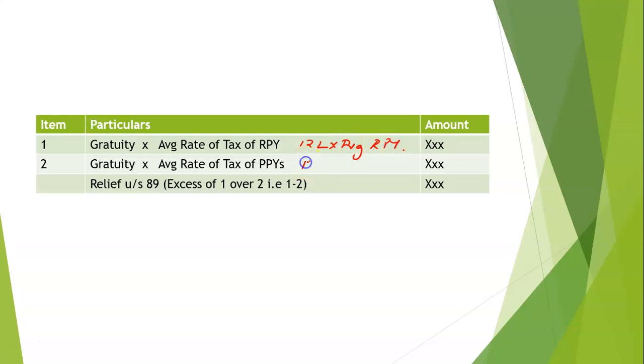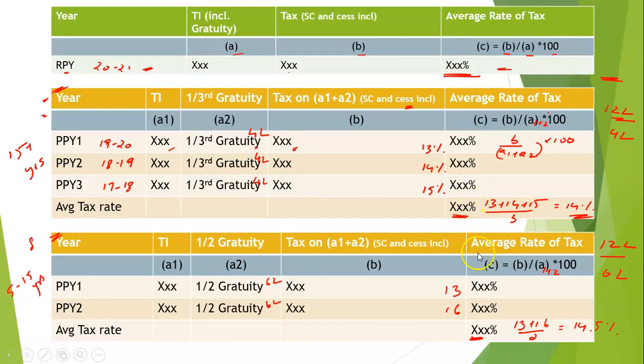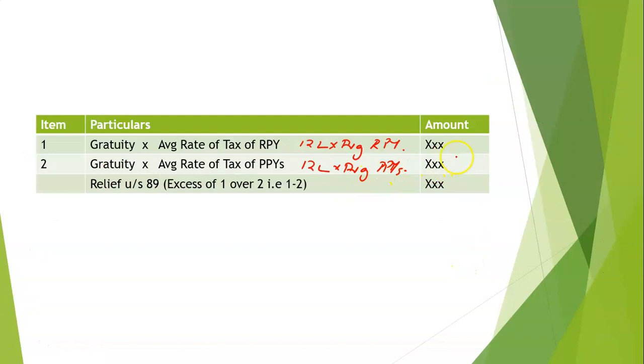Then what do we do? We take 12 lakhs into average rate of the preceding previous years. So it will be either this or this depending upon the scenario. If the assessee has worked more than 15 years, it will be computation as per this table. If the assessee has worked for less than 15 years but more than 5 years, computation will be as per this table. Now, apply that rate, you will get two amounts. Excess of this over this will be your relief.